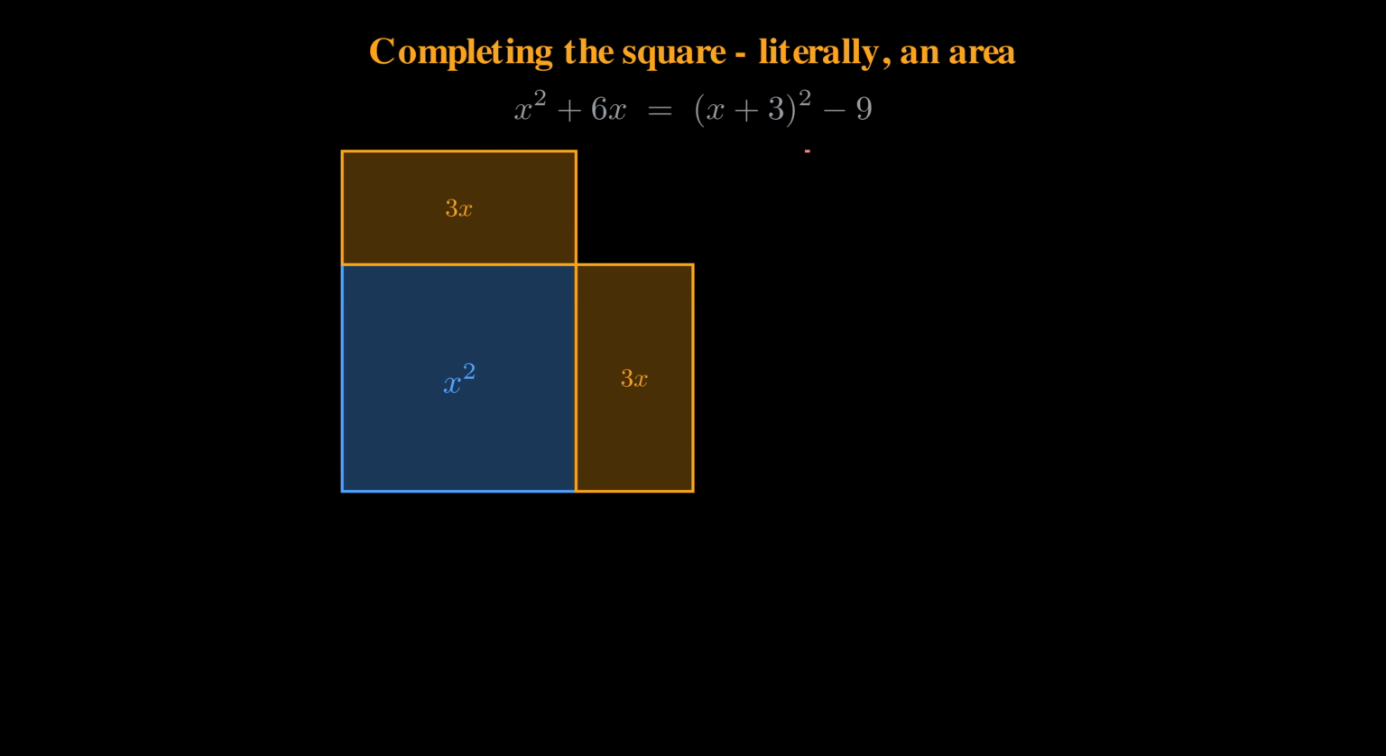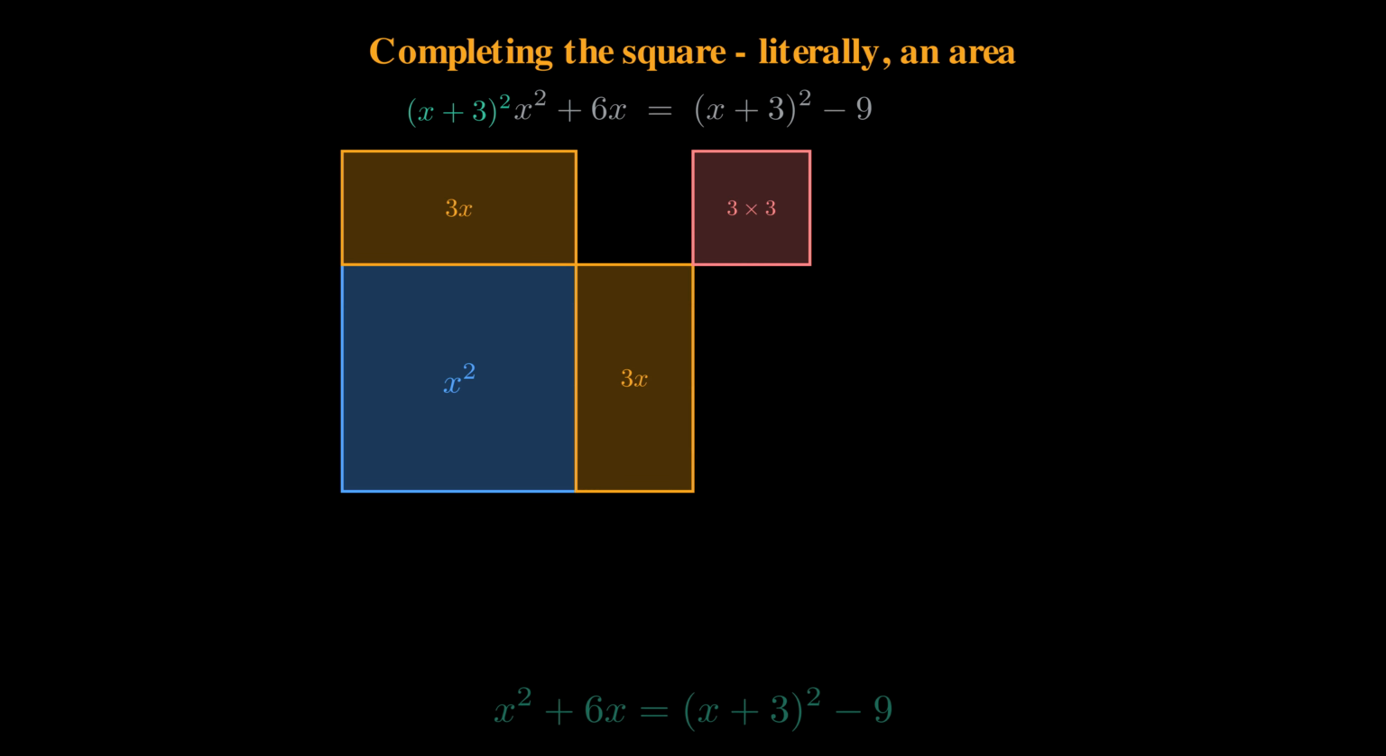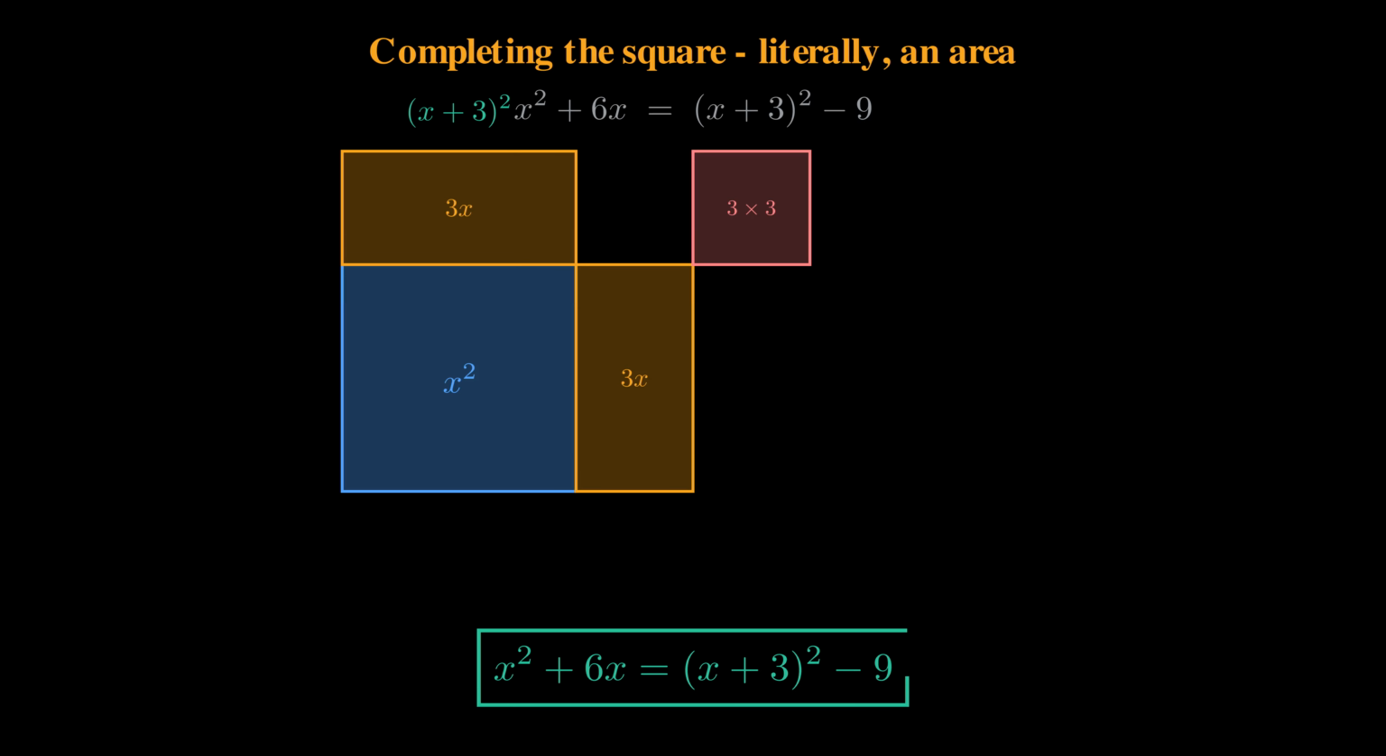Now those three pieces almost form one big square of side x plus 3. But there's a little square hole in the corner, 3 by 3, area 9. So the pieces we actually have, x squared plus 6x, equal the full big square, x plus 3 all squared, minus that missing 9. There it is: x squared plus 6x equals (x plus 3) squared minus 9. We completed the square and then subtracted the bit we added.